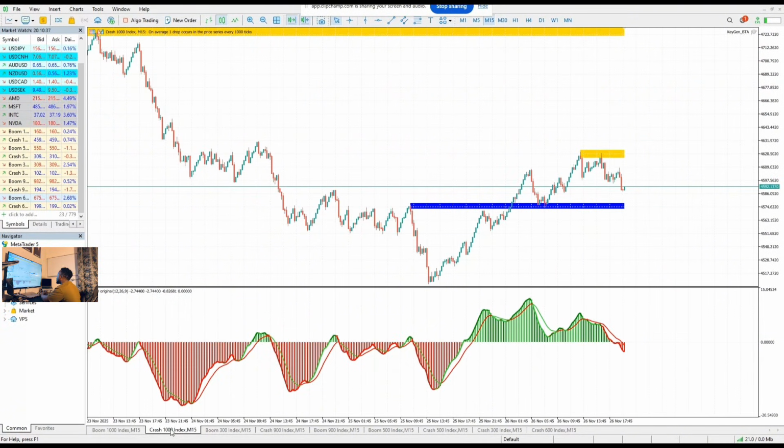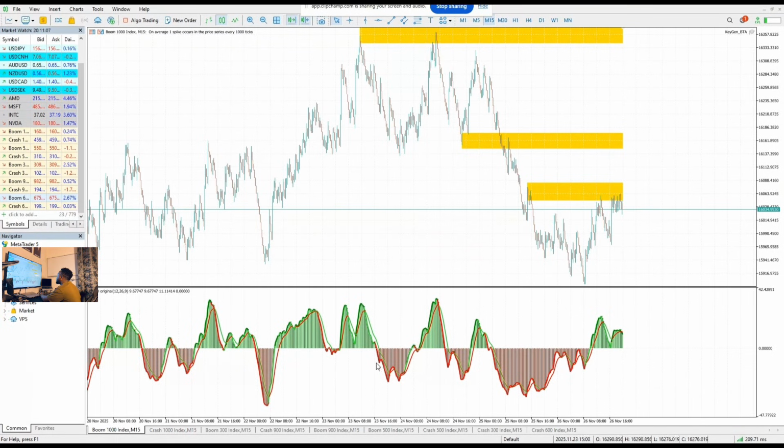Okay, Crash 1000. It's just crashed recently. We had this yellow zone, and price going into our yellow zone, which means we started to anticipate a sell. But of course, we couldn't do it without the cross or the touch between the lines while it's above zero. And you can see it crashed. It probably will crash all the way down to that zone. So you can see how simple and easy it is to use this indicator.